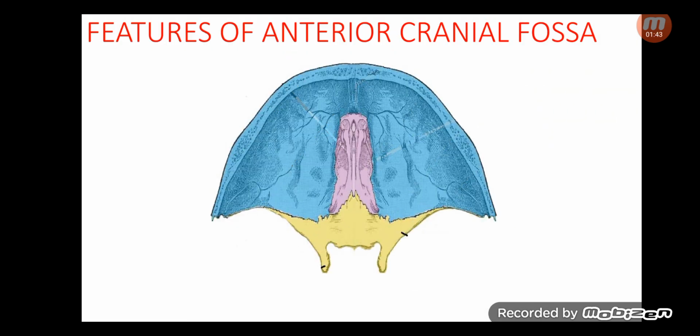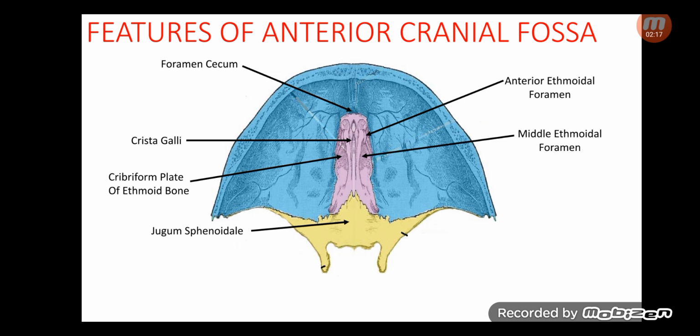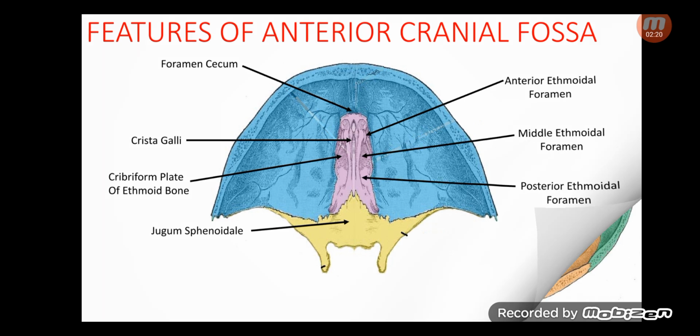Now we will talk about the features of the anterior cranial fossa, and we'll just enumerate here because for the detail we have made an exclusive video about the anterior cranial fossa. If you want to know about those things, you can see over there, but in enumeration we will talk about the features in the anterior cranial fossa. First is the foramen cecum. In the anterior cranial fossa, we can see the crista galli here, the cribriform plate of the ethmoid bone here. The jugum sphenoidale is also visible here. The anterior ethmoidal foramen, middle ethmoidal foramen and posterior ethmoidal foramen can be seen.